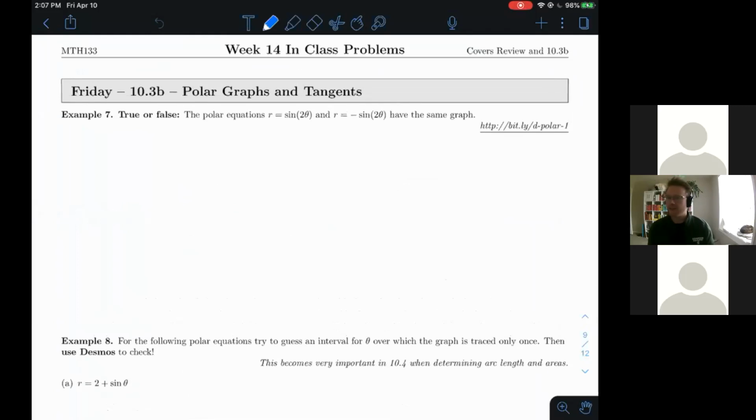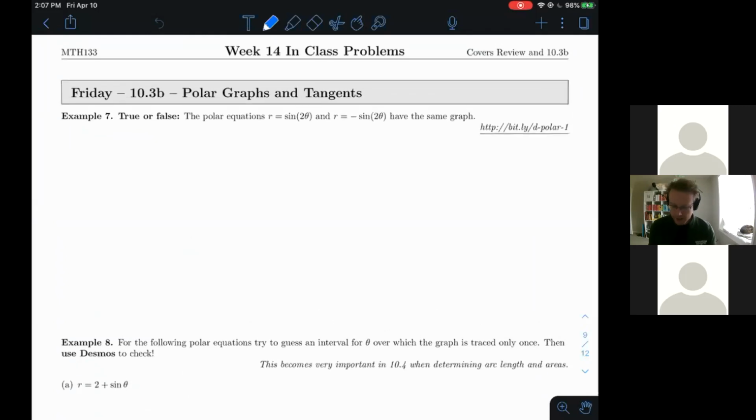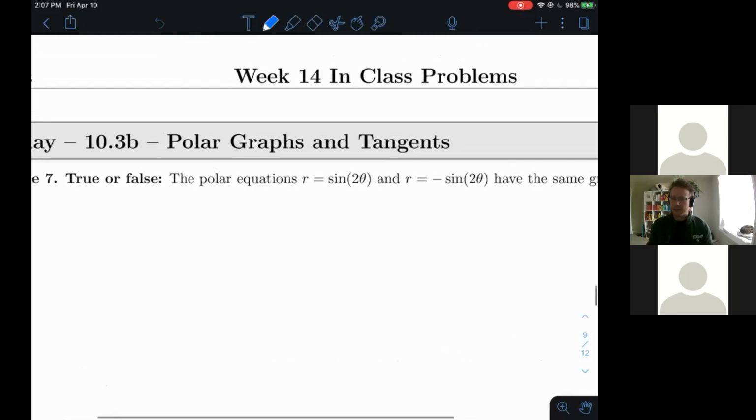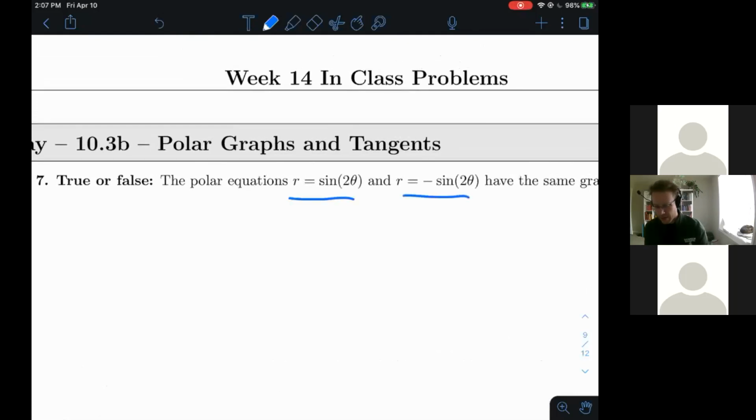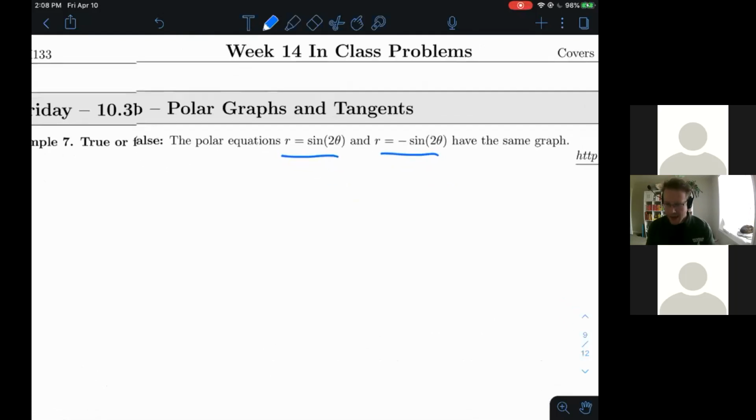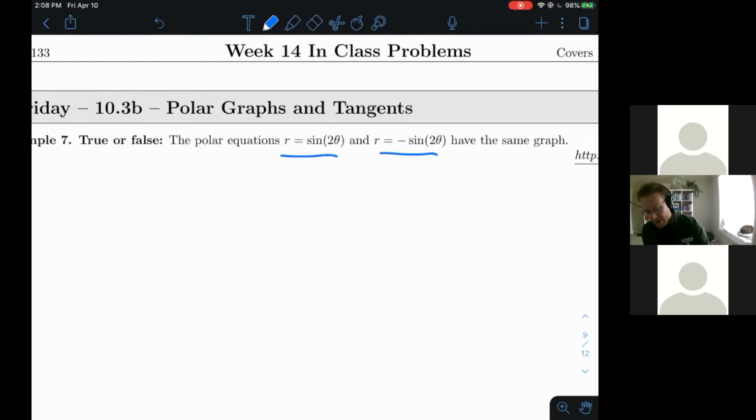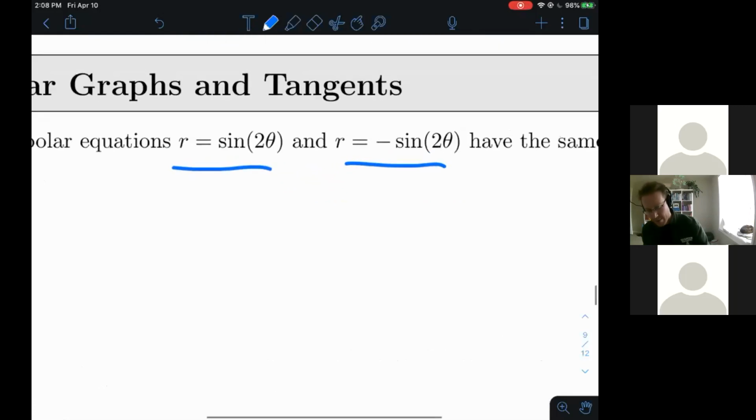So I'm starting off with a little bit more conceptual question here. It's a true-false question, and it just asks, do these two polar equations have the same graph? At a cursory glance, they don't have the same equation. And so, thinking about Cartesian, it seems unlikely that they would have the same graph, but we should double check. So why don't we just take a point? I'm going to name these so I can be very specific. I'm going to call this R1, my first curve, and this is going to be R2, my second curve.